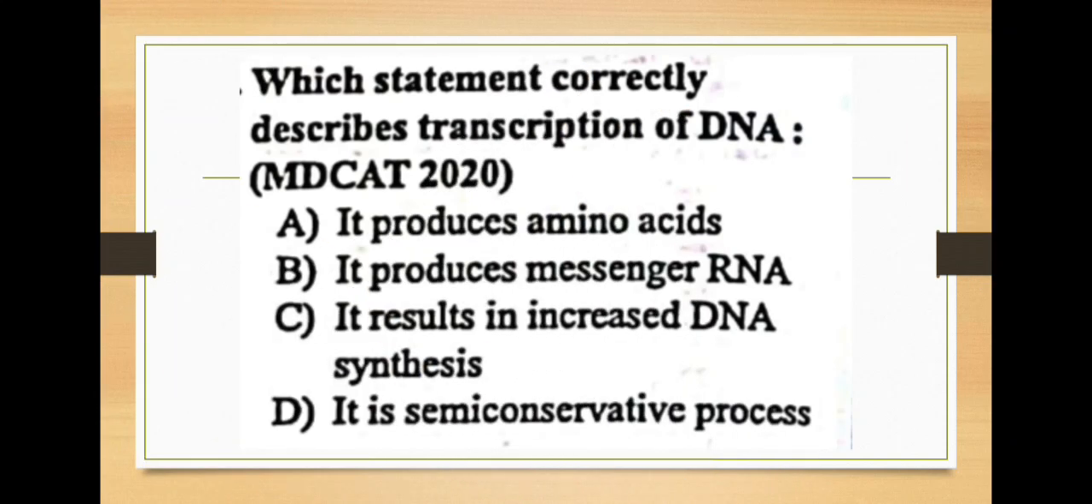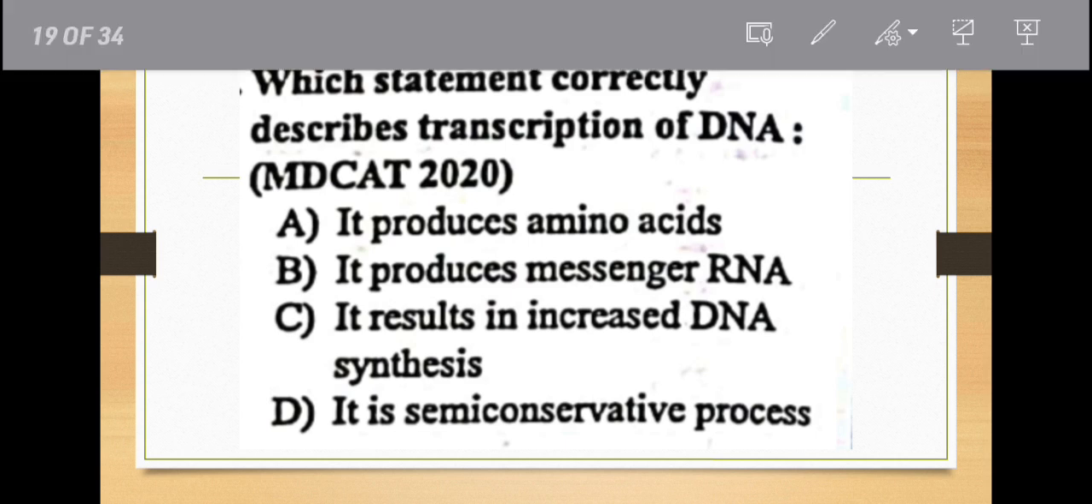Which statement correctly describes transcription of DNA? MDCAT 2020. A, it produces amino acid. B, it produces messenger RNA. C, it results in increased DNA synthesis. D, it is semi-conservative process. Transcription of DNA produces messenger RNA from the DNA.